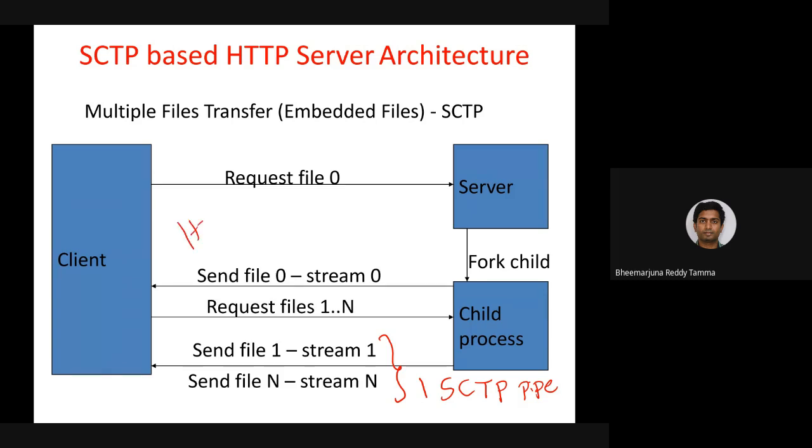HTTP doesn't expect delivery of objects in order. So as long as you start getting N objects, it will use them to render to the user using the web browser or whatever it is. The order is not strictly important because we are talking at the granularity of the objects.